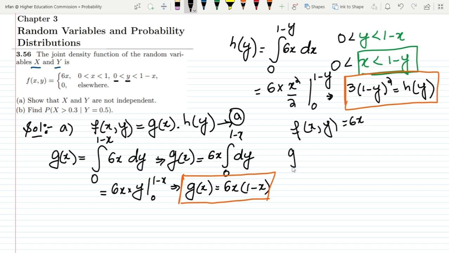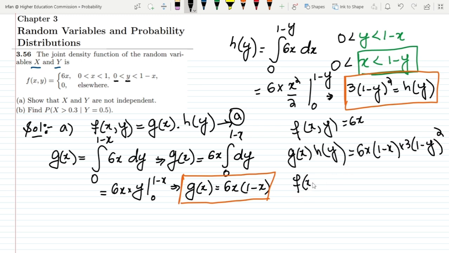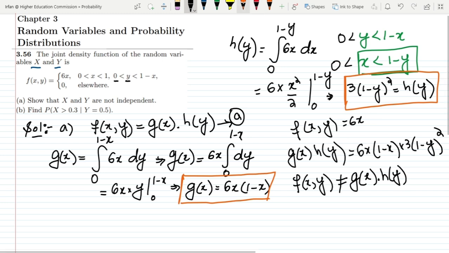Let me multiply g of x and h of y, okay. Let me put their values, 6x(1 minus x) multiplied by 3(1 minus y) square. We can see here very clearly that f(x, y) is not equal to g of x times h of y, okay. You can see that these two quantities are not equal, so therefore the two variables x and y are not independent, okay.